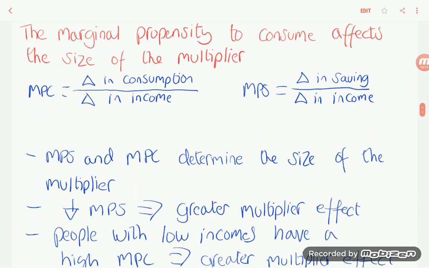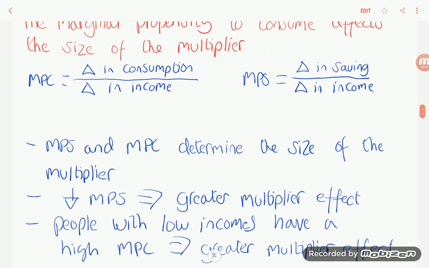The marginal propensity to consume affects the size of the multiplier. In economics, marginal propensity is often more important than the average propensity. The marginal propensity to consume, that's MPC, is the proportion of any extra income that's spent on the consumption of goods and services. Similarly, the marginal propensity to save is the proportion of extra income that's saved. So you can see on the board here that I've got two formulas noted down.